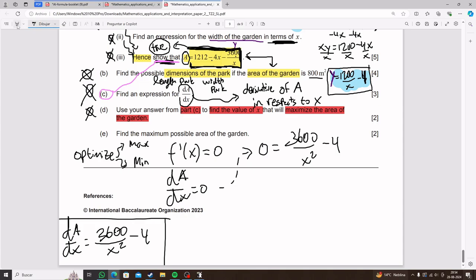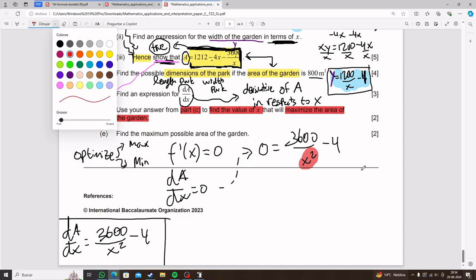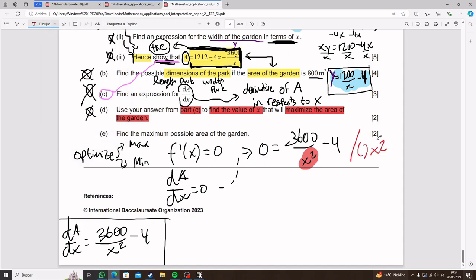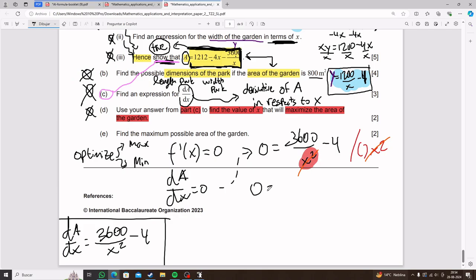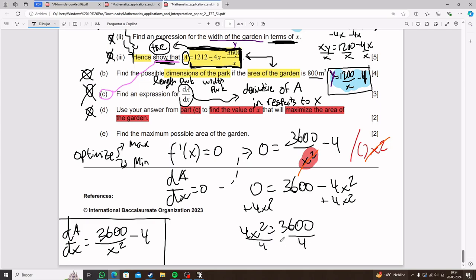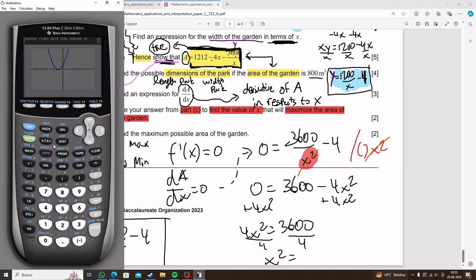And the cooler way is that, you have an exponent in the denominator. Nobody likes that. Multiply everything by x squared. So if you multiply everything by x squared, this goes away with this. And you will end up with, well, 0 times x squared is still 0. 3,600 remains by itself. And the 4 is multiplied by x squared. So from here, get x alone. So you can do plus 4x squared, plus 4x squared. So 4x squared equals 3,600. You can divide both sides by 4 in order to get x alone. So x squared has to equal, I think that's 900.